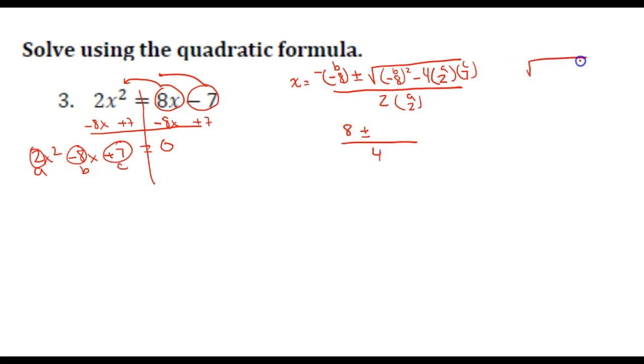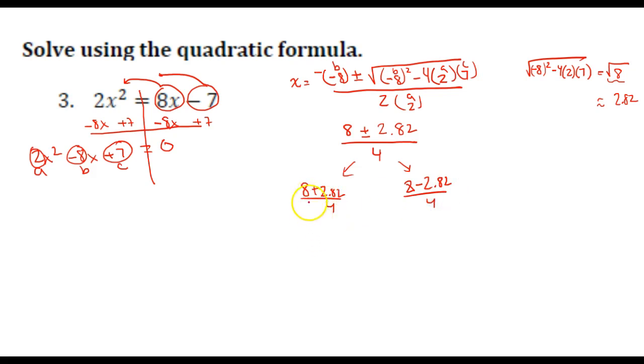Let's work out what this would be on our calculator. Pause here if you need to. That would be about the square root of 8, and if I simplified that further, that should be about 2.82. So again, I'm going to simplify 8 plus 2.82 and 8 minus 2.82 all over 4. Take some time, work that out, but that should be about 10.82 divided by 4.